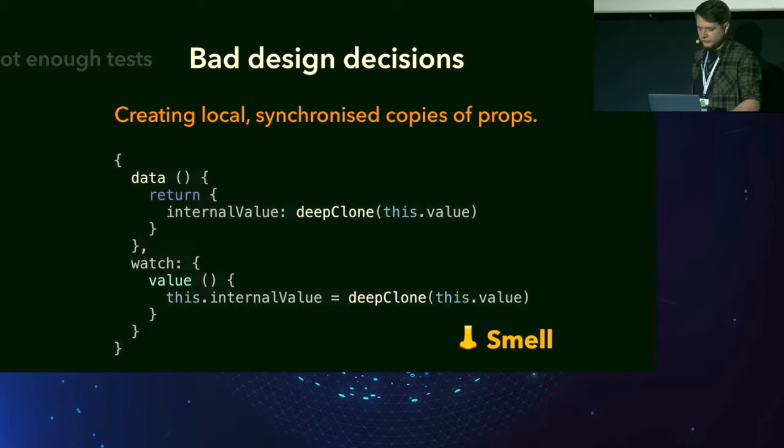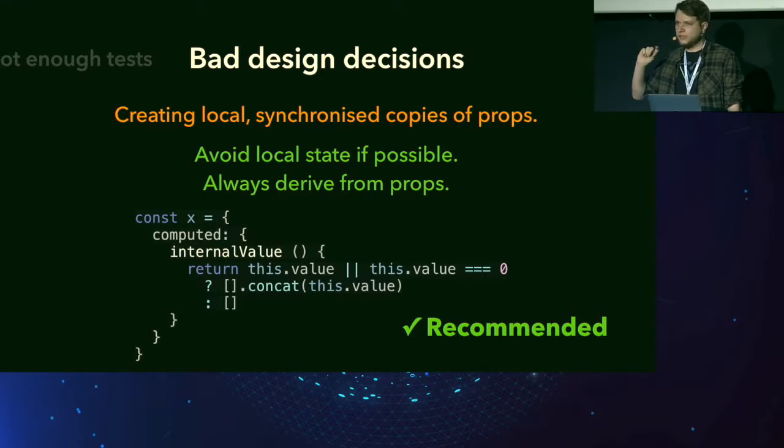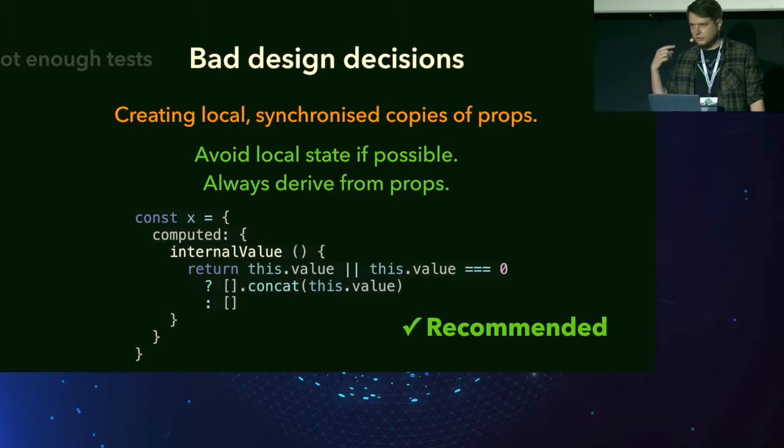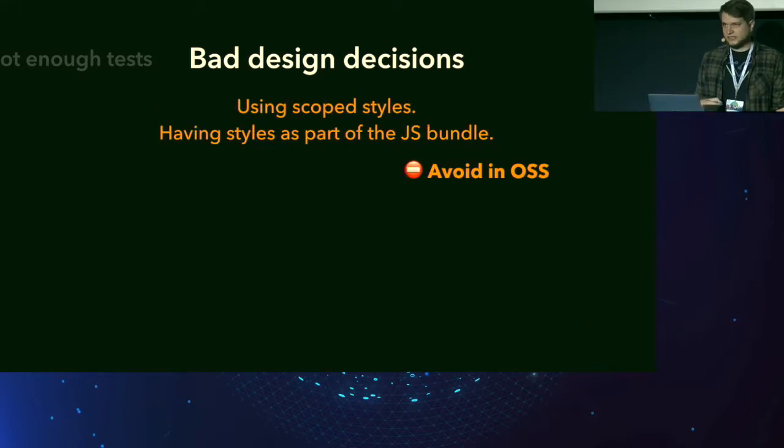So I had to get rid of it, and instead the right solution is to always try to derive as much data as you can just from the props, and try to avoid local state unless it's only limited to user interface, as in whether something is open or not. But this probably should also be a prop. And then there are the styles.